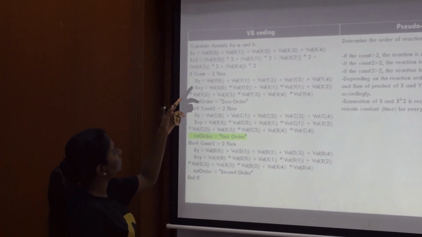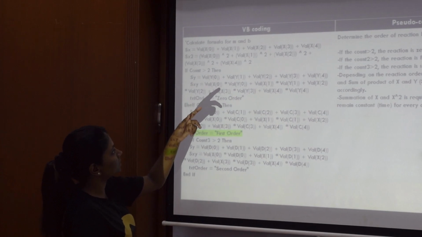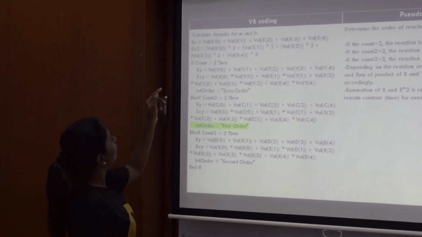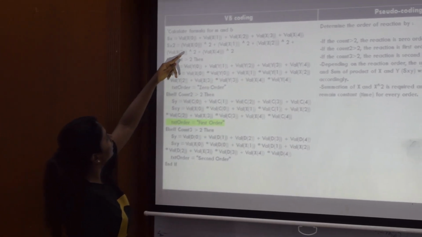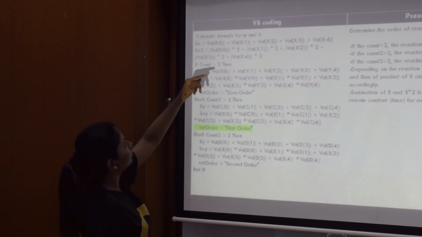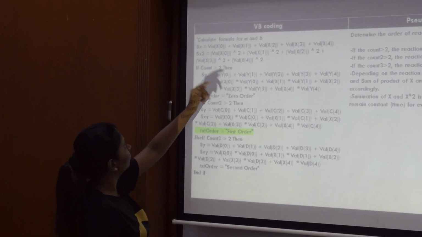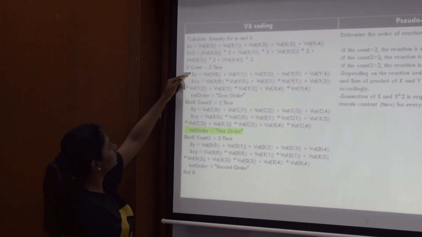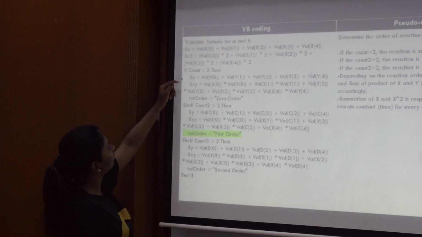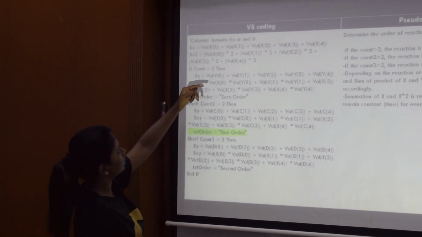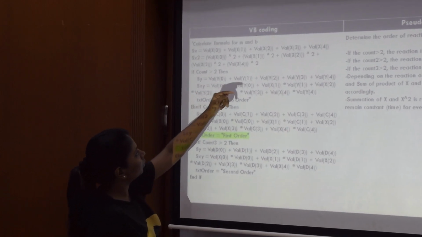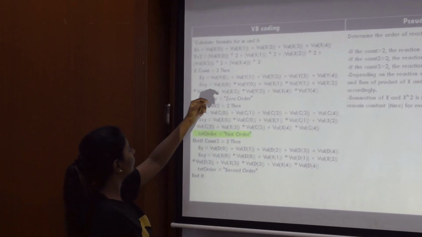We have to submit the values of x0, x1, x2, x3, and x4, and then find the sum of x squared. X equal to 0, we have to square it until x equal to 4. And then if the count is more than 2, then we have to sum the y value: y equal to 0 plus y equal to 1, until y equal to 4.